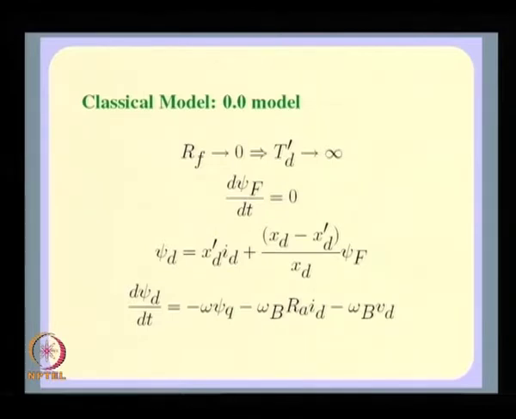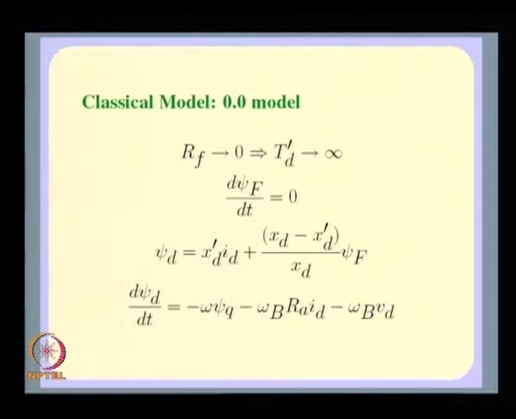If T d dash tends to infinity, you are in effect saying that the field winding flux does not change. So, psi f here is 0, d psi f by dt is equal to 0. So, psi f becomes a constant. What you have done is get rid of the last remaining differential equation of the rotor field winding. You have effectively said that psi f is simply a constant.